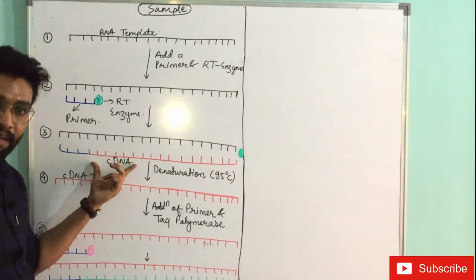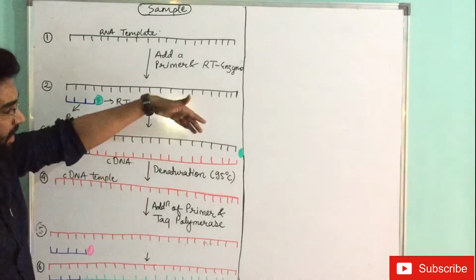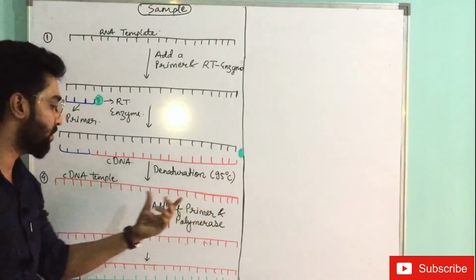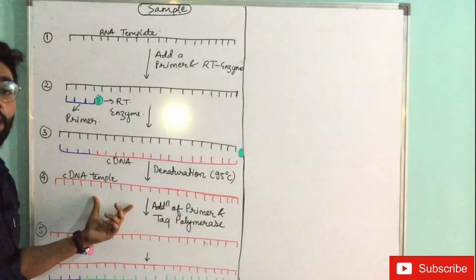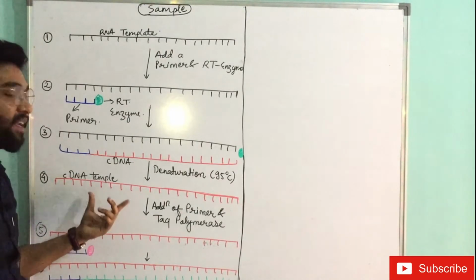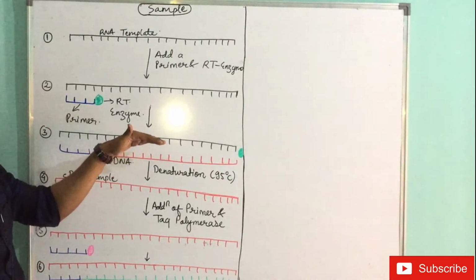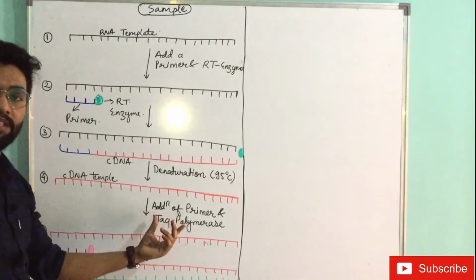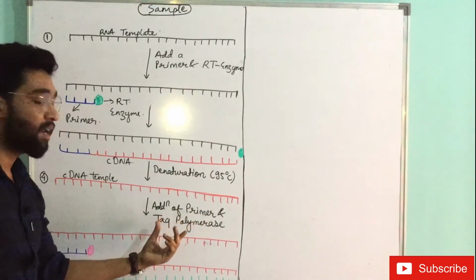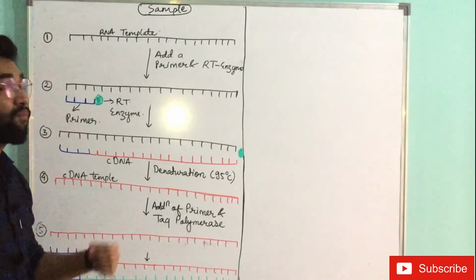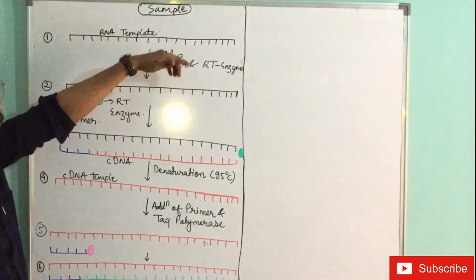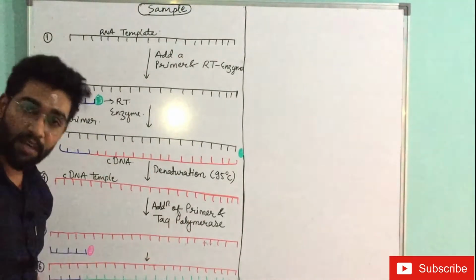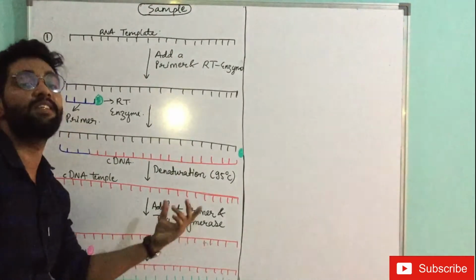After that, what we will get is this complementary DNA. This RNA template and this complementary DNA template will undergo denaturation at 95 degrees Celsius, and what we will get is our single stranded complementary DNA. We don't need this RNA template. After getting this single stranded complementary DNA, it will again go through the same process, that is addition of a primer, and now we will add Taq polymerase, because for getting DNA we added reverse transcriptase. Now for getting double stranded DNA we will add Taq polymerase, that is DNA polymerase.